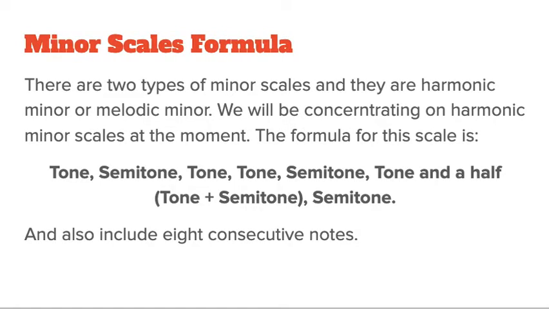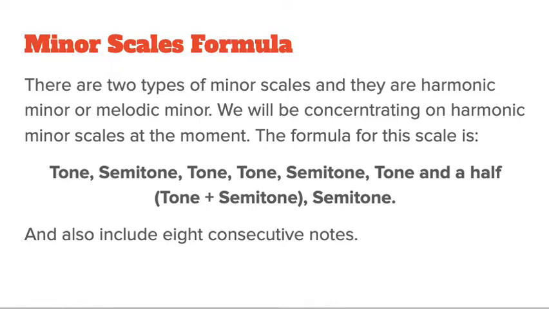A minor scale is tone, semitone, tone, tone, semitone, tone and a half, semitone. Now, tone and a half is 3 semitones. Now, this formula is actually only for the harmonic scale, but we only teach you the harmonic scale at this present stage. But there is also a melodic minor scale, but we're just going to stick to the minor harmonic scale. Okay. So each of these formulas will allow you to make these scales.